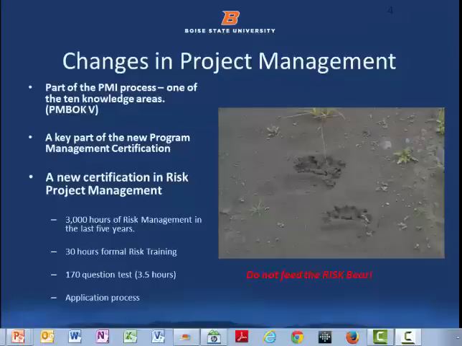First, a little background. Over the last 3 years, PMI has emphasized the areas of risk as part of PMBOK 5. Another key program is a program certification and a new certification in risk project management. This is where you have to show that you have over 3,000 hours of risk management. You've taken formal training and you're lucky enough to take a test and you get through it, all after you complete an application process. So there's a lot of changes and a lot of emphasis in the industry on quality risk management.